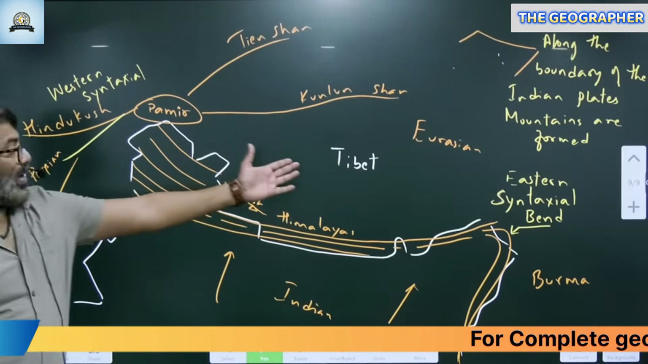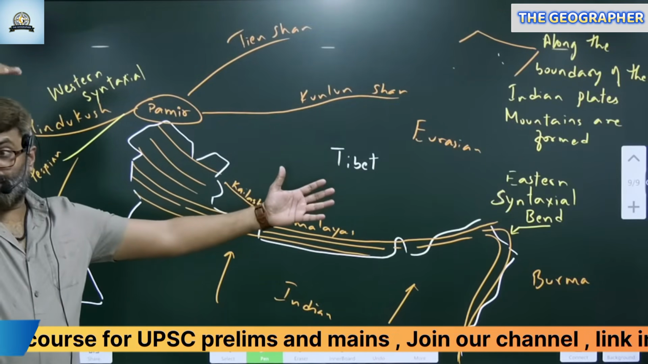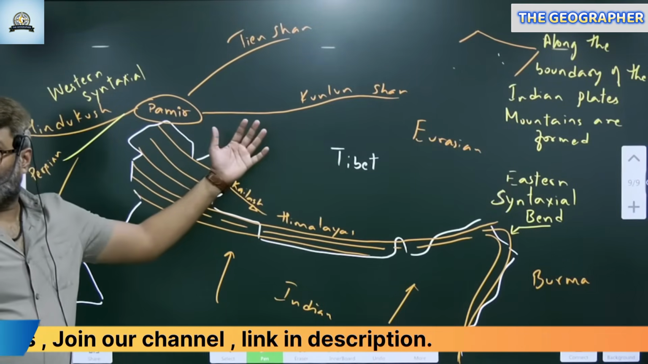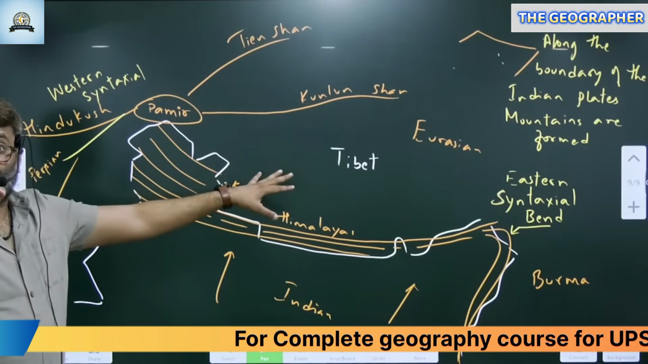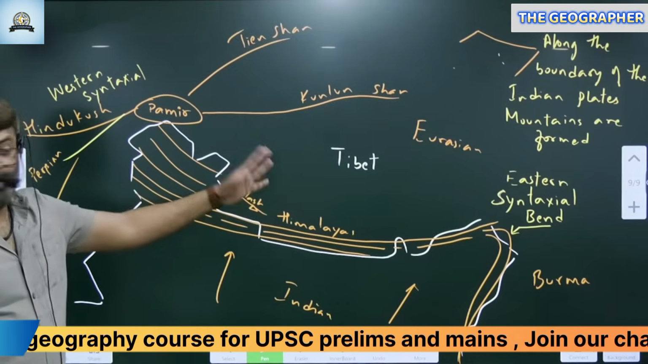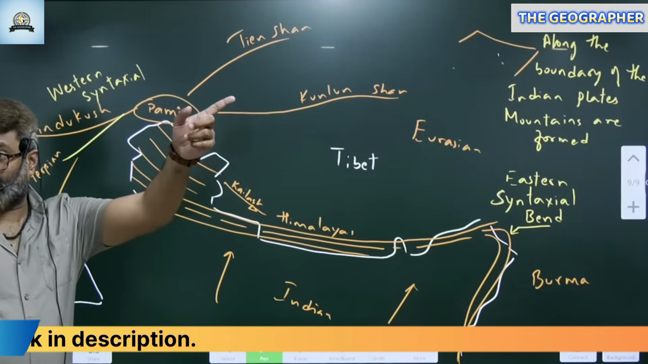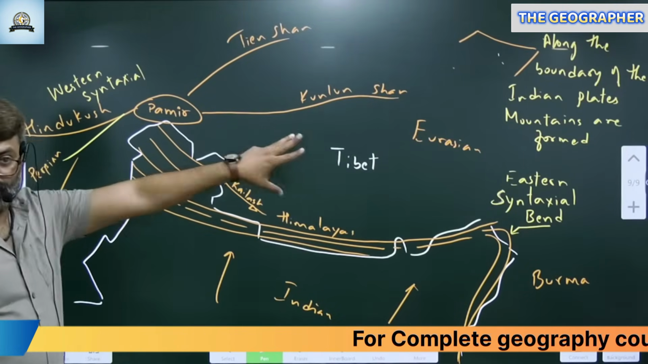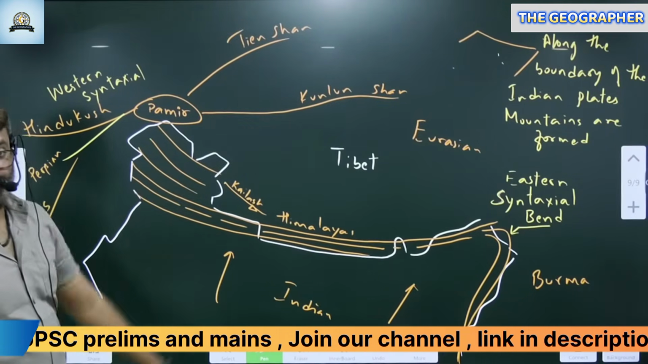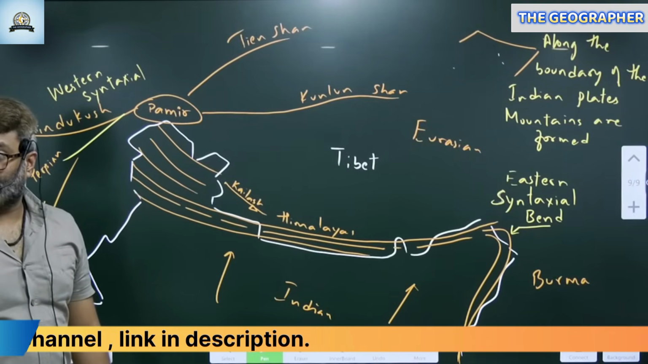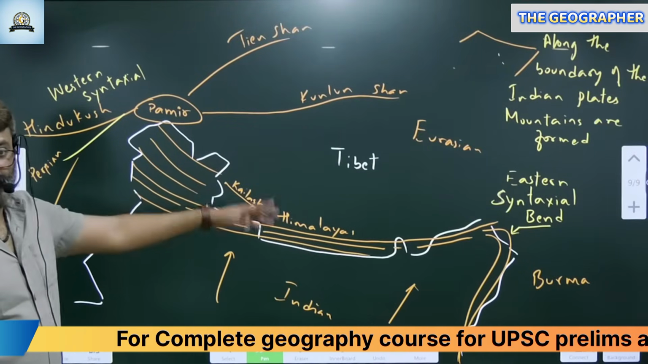So Pamir and Tibet are called the roof of the world. Roof means the upper part of the building. Roof of the world, because they are the highest plateau. 4,000 to 4,500 meters is the height of Pamir and Tibet. They are called the third pole. North pole is Arctic, South pole is Antarctic. Third pole is this, because they receive very high snowfall. Very high snowfall where? Here, Pamir and Tibet.